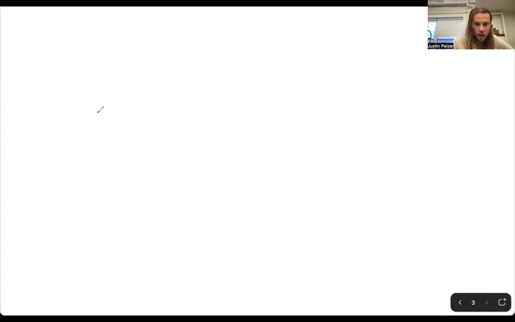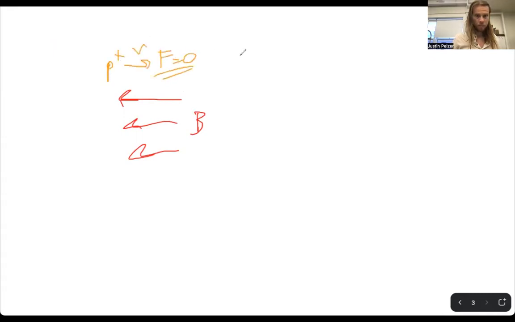Just a reminder that if I have a magnetic field pointing to the left, let's do a few examples here. Let's say I have a proton moving to the right. That's going to feel a force of 0 because it's not perpendicular.